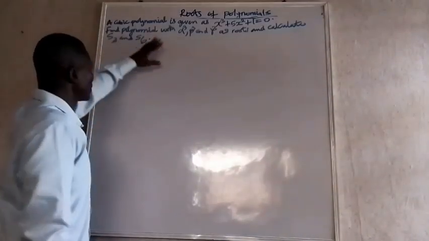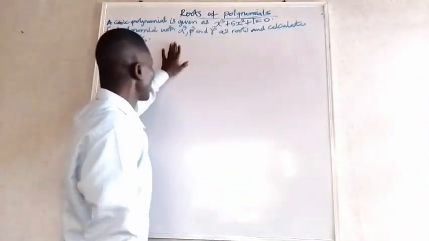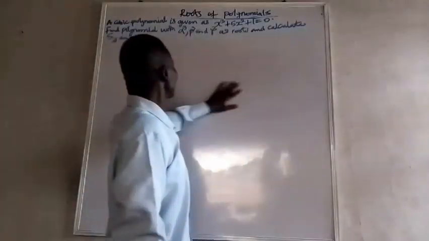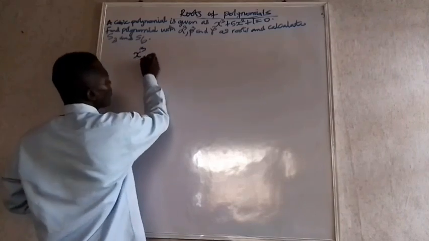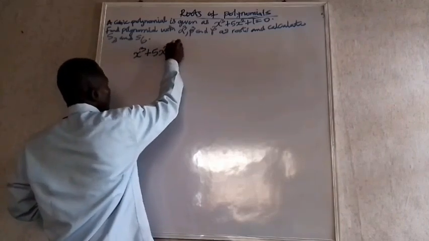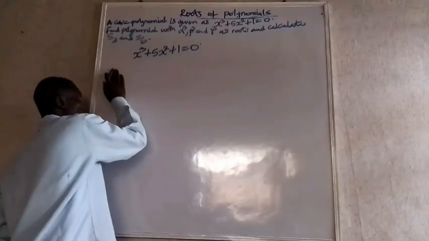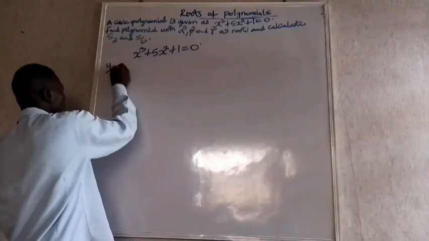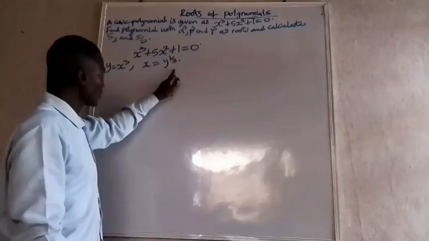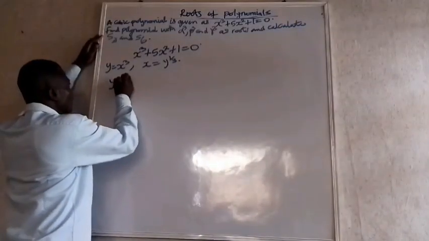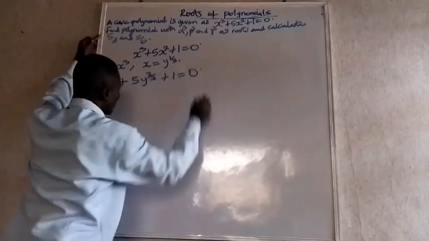Now we have a cubic polynomial given as x cubed plus 5x squared plus 1 equals 0. We are now to find the polynomial with alpha cubed, beta cubed, and gamma cubed as roots and calculate x3 and x6. So we have x cubed plus 5x squared plus 1 equals 0. To find the equation with alpha cubed, beta cubed, and gamma cubed as roots, we equate y to x cubed. Therefore, x is equal to y to the power 1 over 3. Now let's substitute this in the equation. So we have y plus 5y raised to the power 2 over 3 plus 1 equals 0.